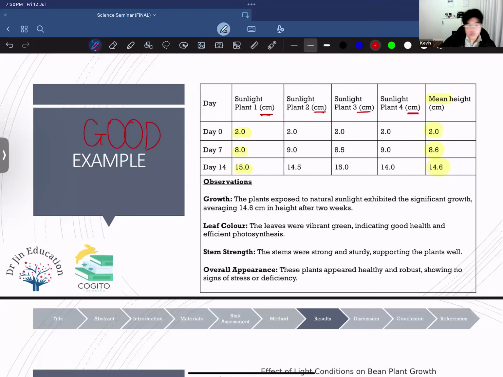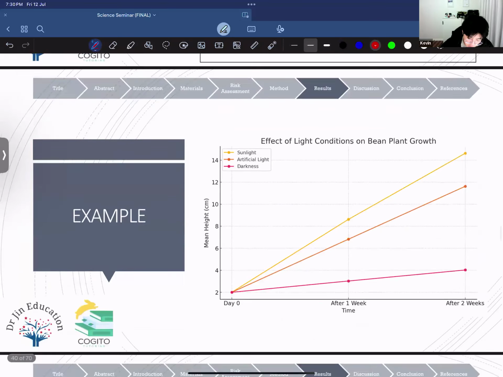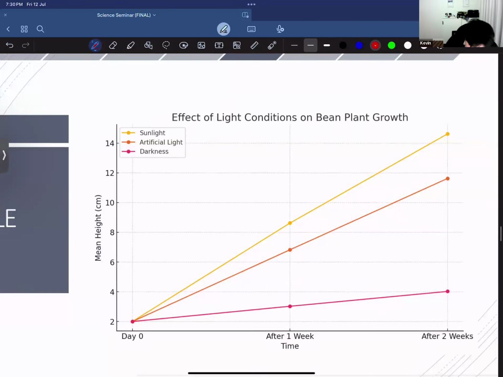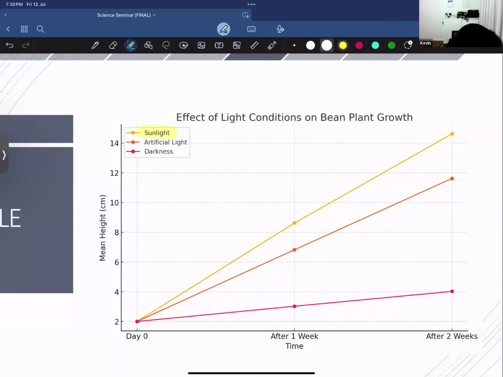Now, there are other ways of displaying your results, maybe in terms of a graph like this. Have a look at this. The yellow one is sunlight, the orangish one is artificial light, and the red one is darkness. As you can see, darkness grew the least overall. It went from here to here, that's it.